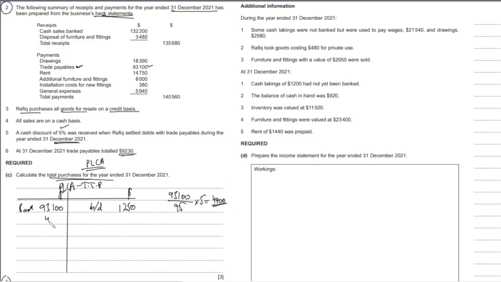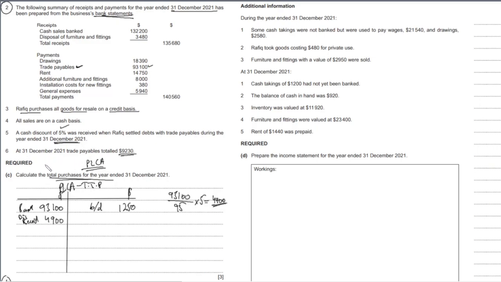And that is discount allowed. Oh, no. It's discount received. We're dealing with PLCA. Discount received. This is what you receive from your suppliers. Fine. Told you it doesn't have to be the most beautiful PLCA you've ever made. Just do it rough. Fine.